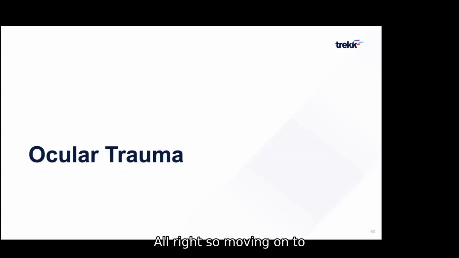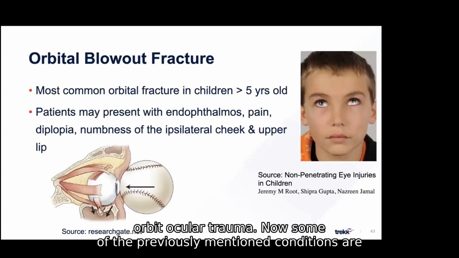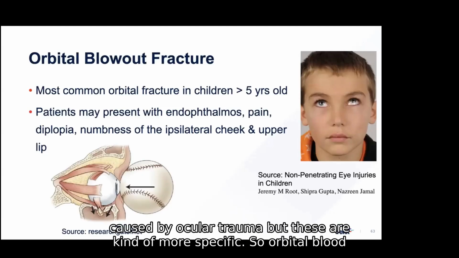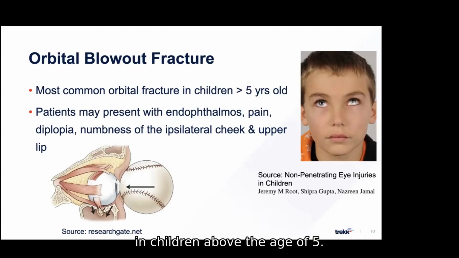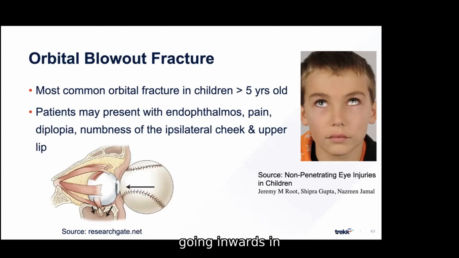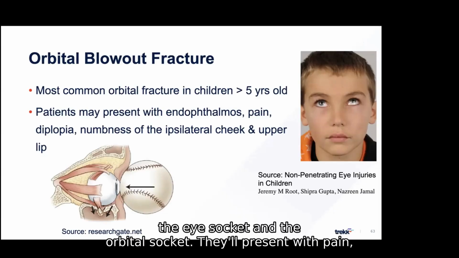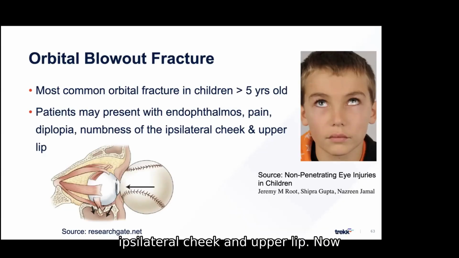All right, so moving on to ocular trauma. Some of the previously mentioned conditions are caused by ocular trauma, but these are more specific. So orbital blowout fracture. It's the most common orbital fracture in children above the age of 5. Common signs and symptoms are enophthalmos, the eyeball going inwards in the orbital socket. They'll present with pain, sometimes diplopia, sometimes numbness of the ipsilateral cheek and upper lip.